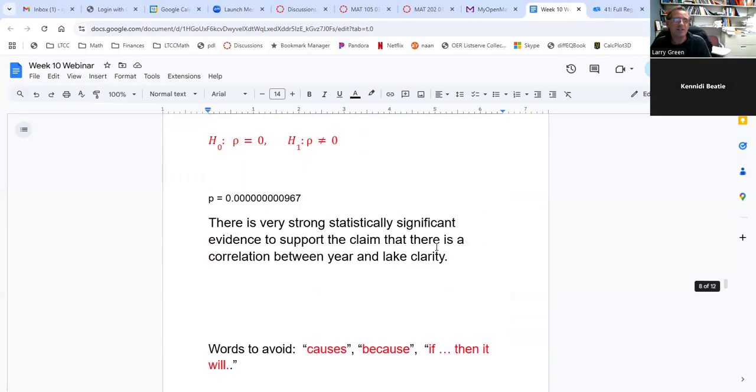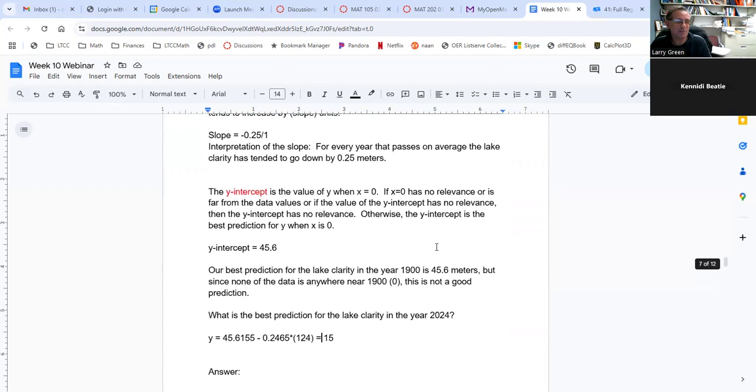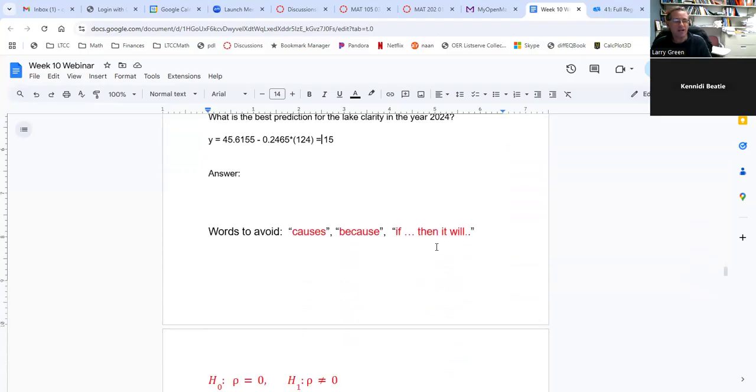Okay, so let me mention a few things that are important. We've talked about all this stuff. Here's some things that you should never use. Never use the word cause when you're talking about correlation, when you're talking about regression analysis. Here's an example. If you looked at people and you counted the number of gray hairs a person has and their age, do you think there'd be a correlation?